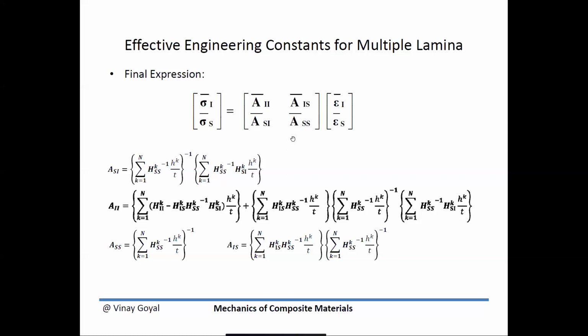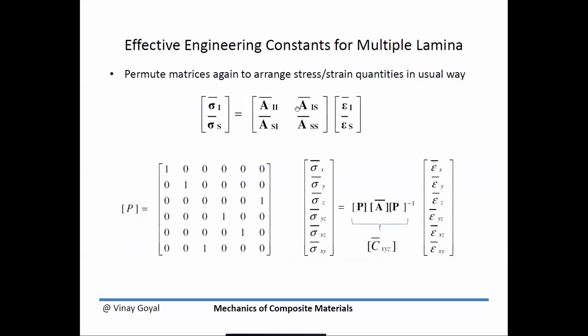The important thing is I'm able to find this A matrix, which is fully populated, is a 6 by 6, and represents the compliance matrix for the laminate coordinate system. And the good news is that once I have this, I want to use a permutation symbol, but in reverse. I want to bring back everything to what it was. I want to bring the sigma z back where it should go, epsilon z back where it should go, and you can do that by multiplying by p in this manner.